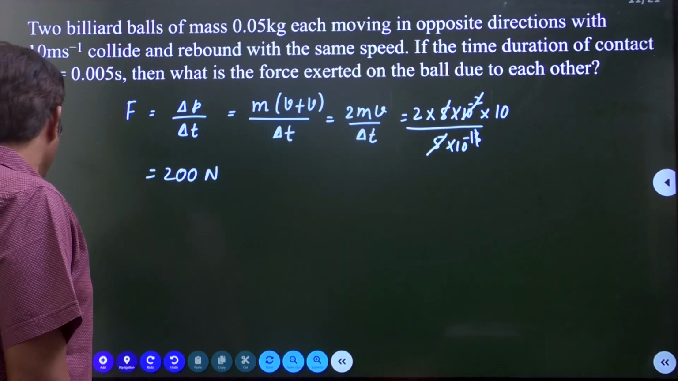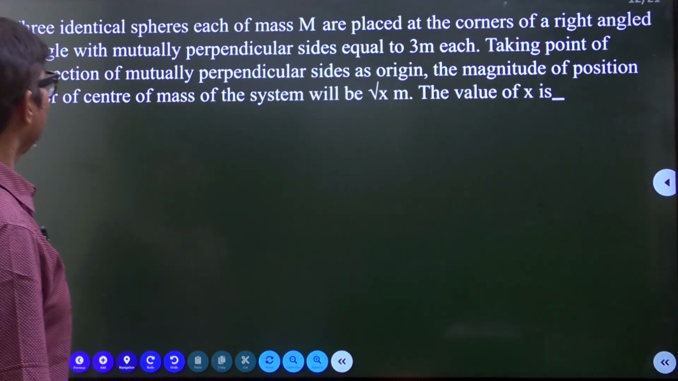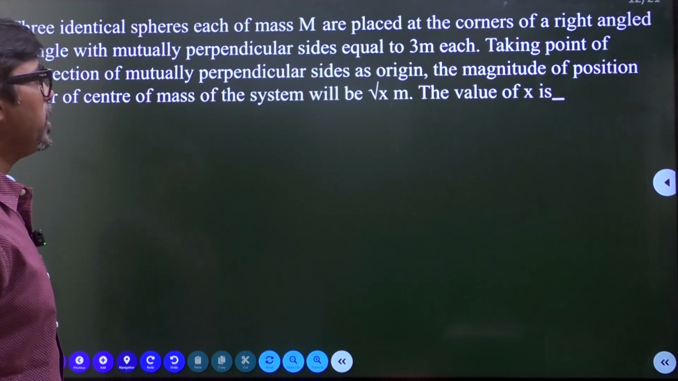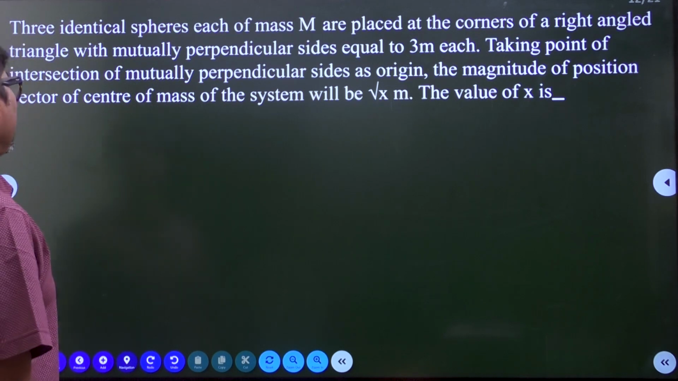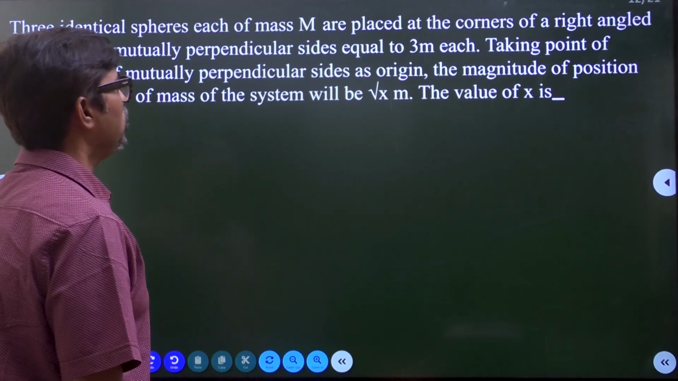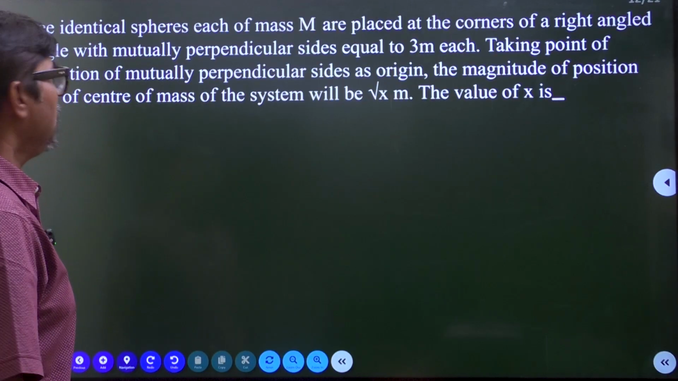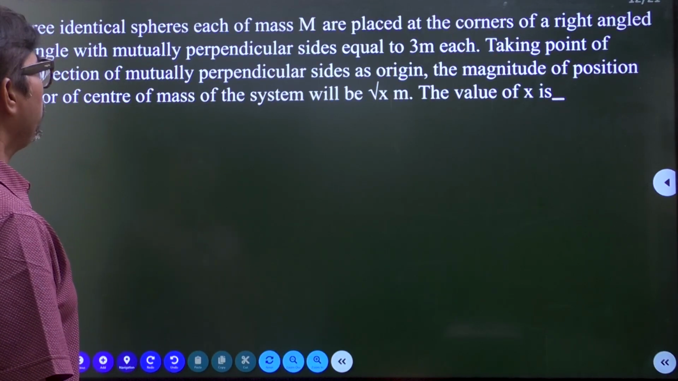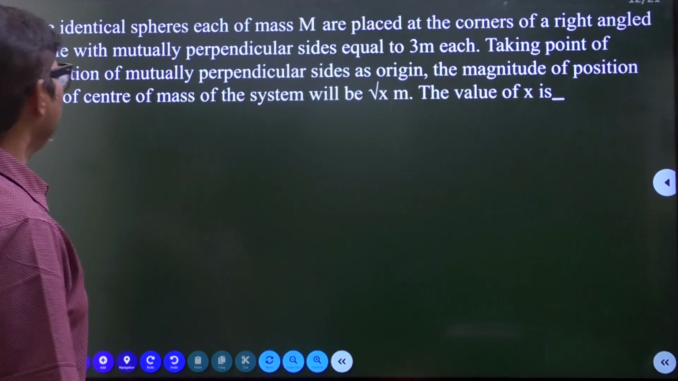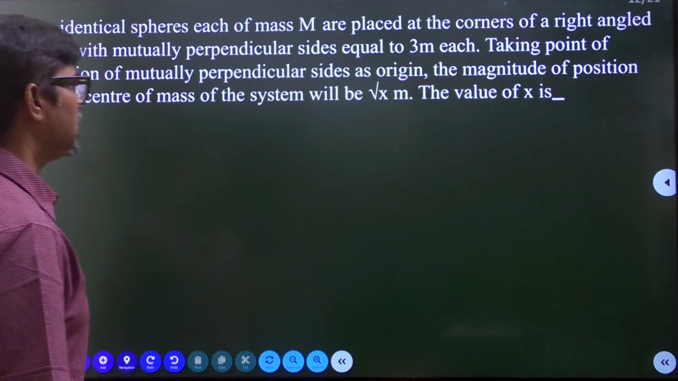All right. Next, three identical spheres, each of mass capital M, are placed at the corners of a right-angled triangle with mutually perpendicular sides equal to 3 meters each. 3 and 3, and then you have hypotenuse there. Taking point of intersection of mutually perpendicular sides as origin, the magnitude of position vector of the center of mass of the system will be.